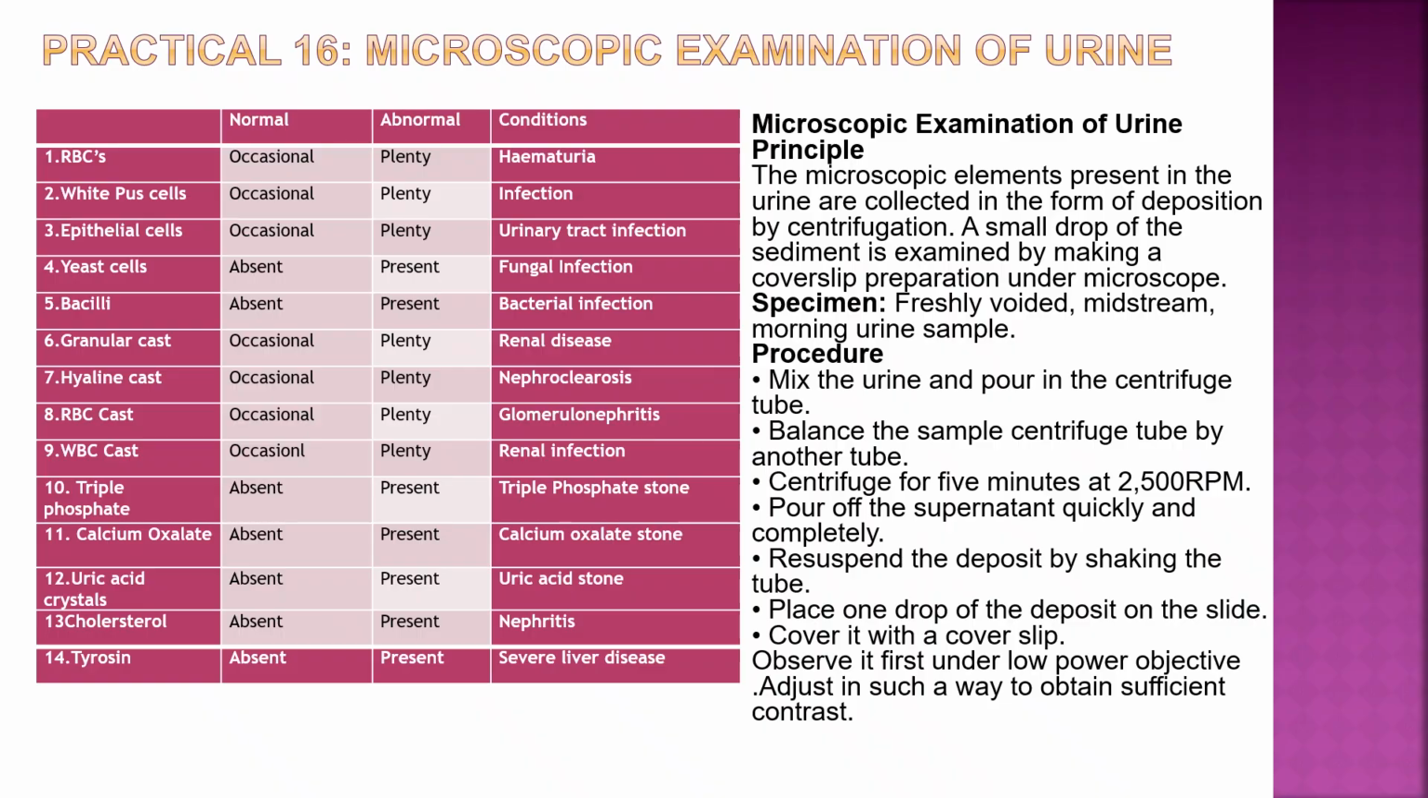Microscopic examination of urine. So the procedure: take urine in the centrifuge tube, then you have to centrifuge by taking opposite side balance, and then for 5 to 10 minutes at 2500 rpm speed you have to centrifuge. Then discard the upper portion and take the deposit on this slide, put a cover slip and see under low power, and then confirm under high power. So the things seen are cells like RBC, WBC, bacilli, casts like granular, hyaline, RBC, WBC casts, and crystals like calcium oxalate, triple phosphate, uric acid, and other crystals.